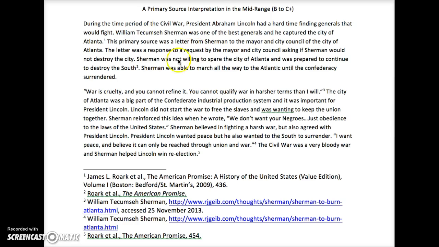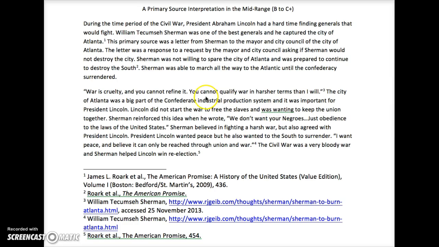And what else? We need more context about the Civil War. Why was the Civil War being fought? Why is Sherman in Atlanta? What is it about the war that makes it a harsh war? Some of these things would be useful to know if you want to tell the story of this.